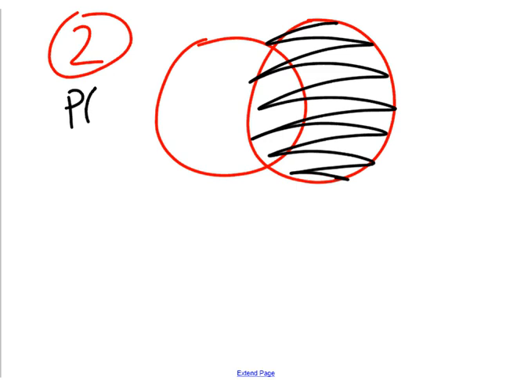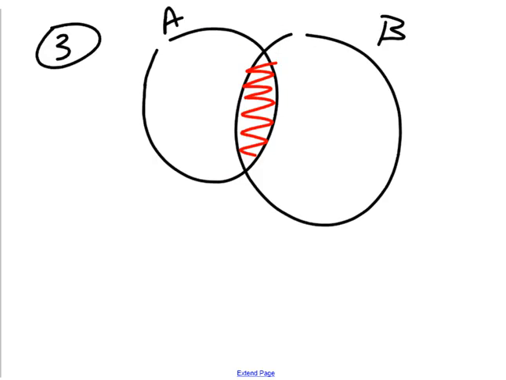Number 2 is the probability of B. And again, if this is A and this is B, of course, both of those are B. If they only wanted it to be the right side of it, they would have said B only, which is a different thing. All right, moving on to number 3. On number 3, it should look like this. And the question was probability of A intersect, is the way I like to say it, B. You can say it and. A and B also works.